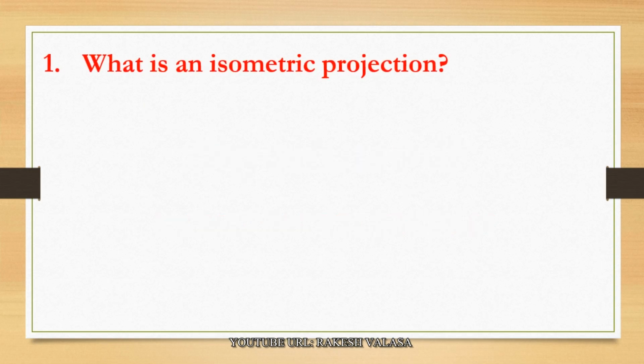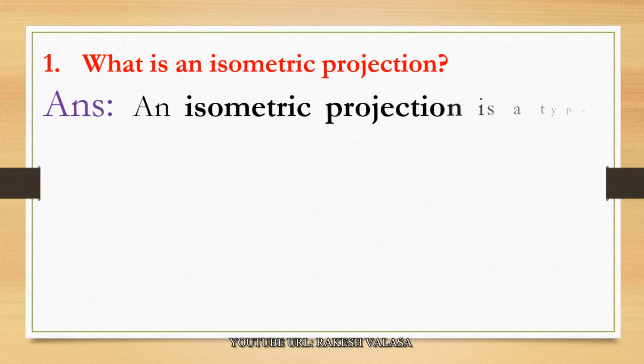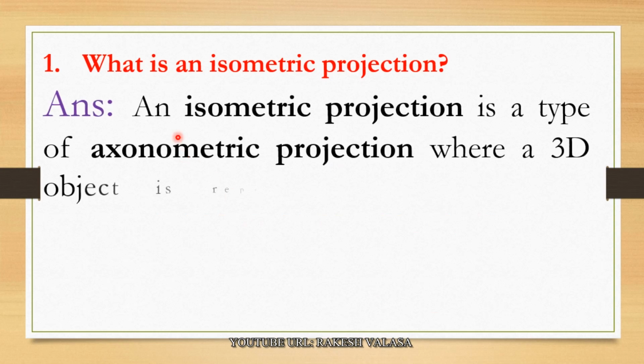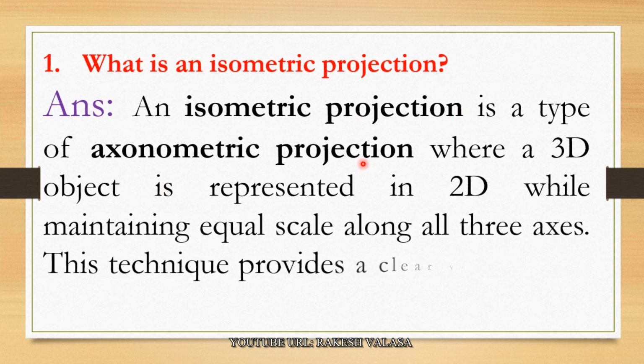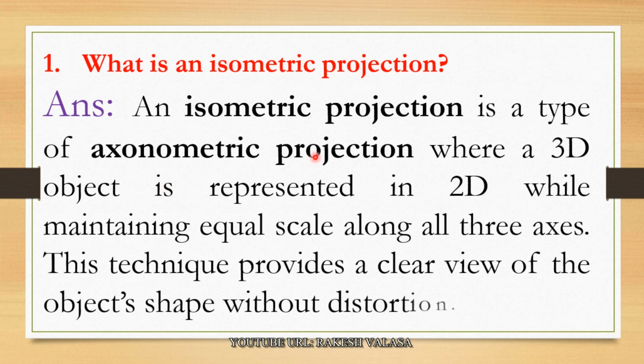Question number 1, what is an isometric projection? The answer is an isometric projection is a type of axonometric projection where a 3D object is represented in 2D while maintaining equal scale along all three axes. This technique provides a clear view of the object's shape without distortion.